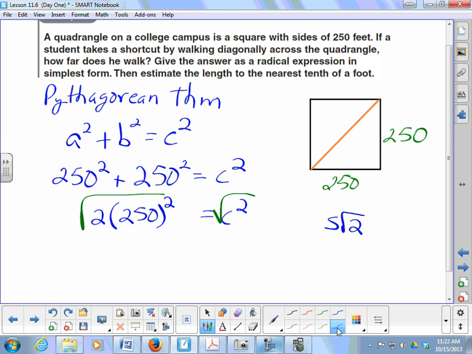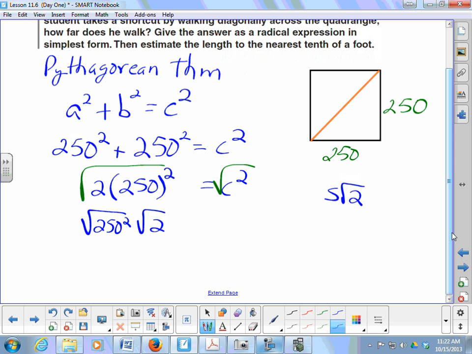All right. So I have the square root of 250 squared and the square root of 2, don't I? Okay. And what's the square root of something that's squared? Okay, it's that thing, right? Because the square root of x squared is x. So this answer here then is the diagonal is equal to 250 times the square root of 2.